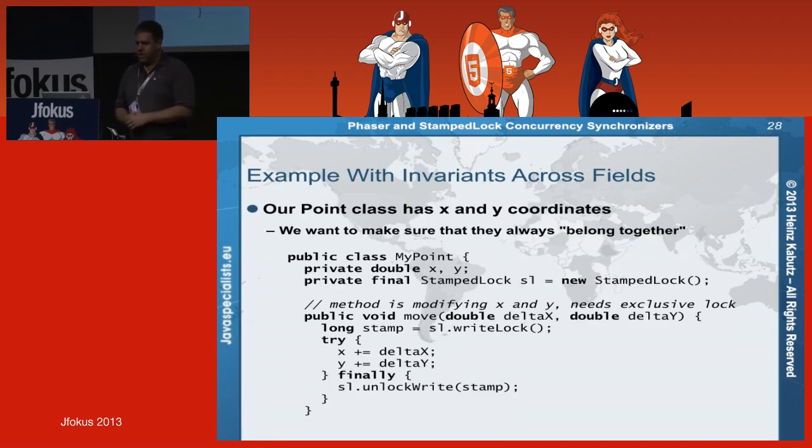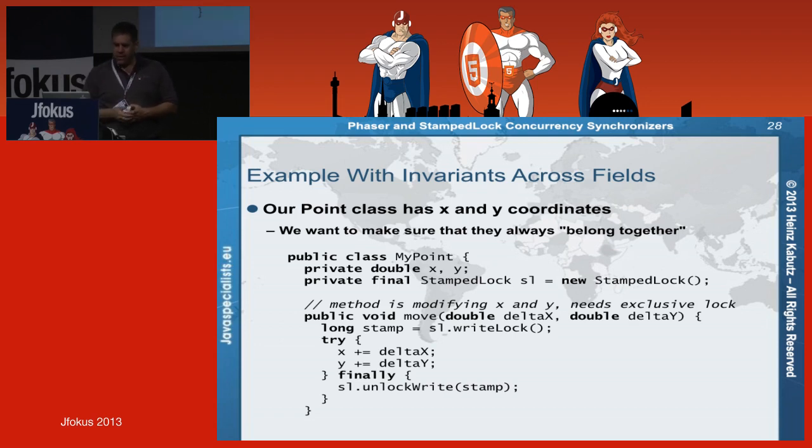Over here I've got a Point class. Now the Point class has got two fields, x and y. There is a relationship between these two points. If I move to somewhere else, those points need to be updated together.